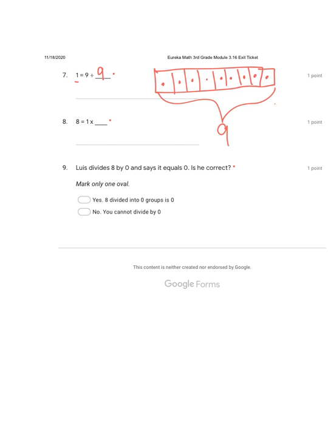Number 8. 8 equals 1 times blank. Anything times 1 equals itself. So 1 times 8 equals 8.